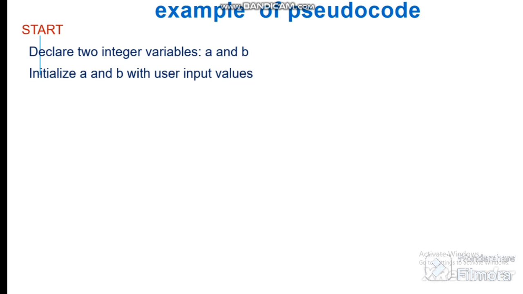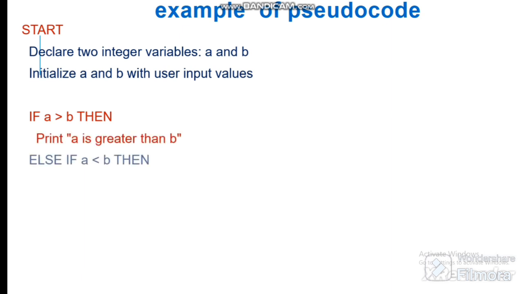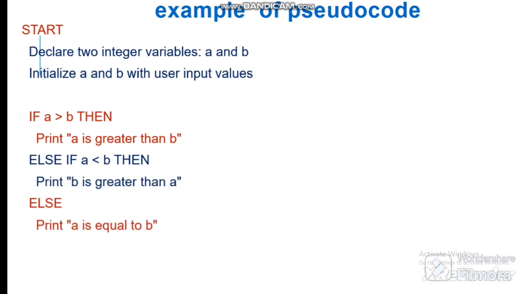If A is greater than B, then it has to print A is greater than B. Else if A is less than B, then it has to print B is greater than A. Else both are equal. Then end it, right?